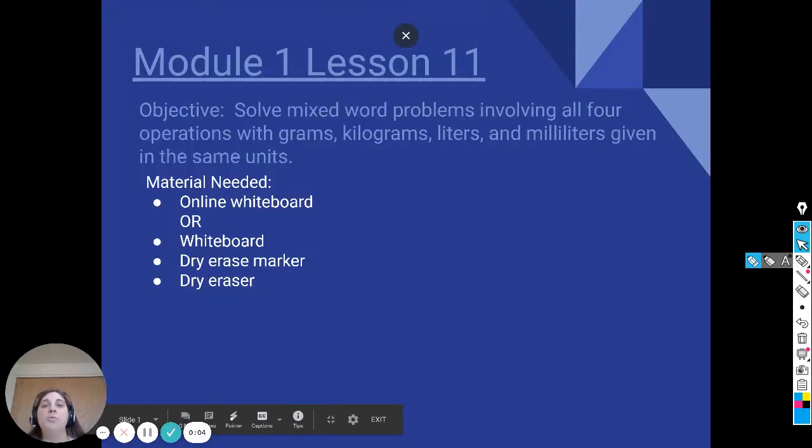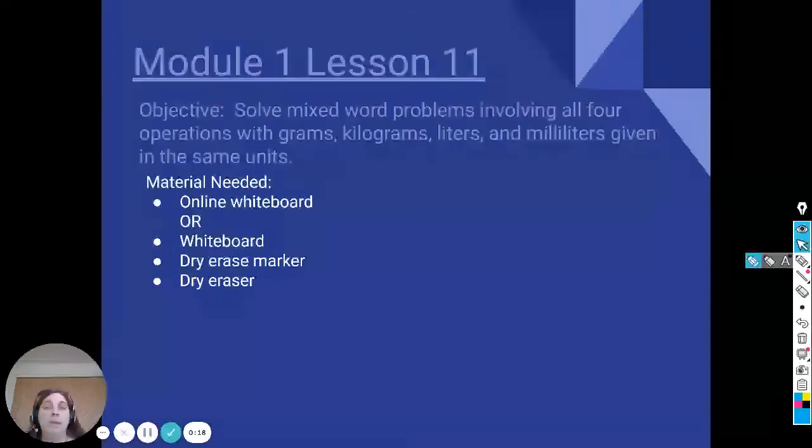Today we're going to be doing Module 1, Lesson 11. The objective is to solve mixed word problems involving all four operations, which is adding, subtracting, multiplying, and dividing, with grams, kilograms, liters, and milliliters given in the same units.